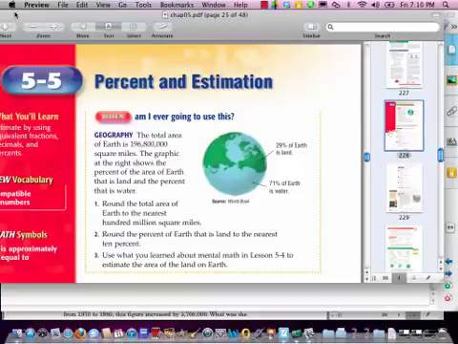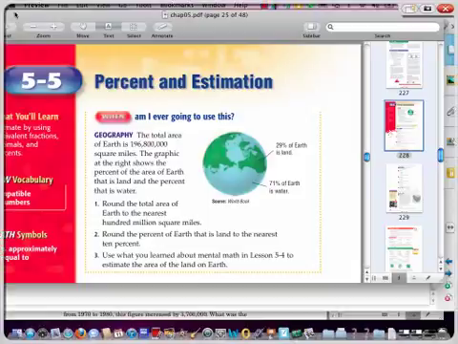All right, so let's take a look at this and let's start off. Let's talk about the world here. The total area of the earth is 196,800,000 square miles. The graphic at the right shows the percent of the area of the earth that is land and the percent that is water. So you can see, 29% of the earth is land. So we only get 29% to live on, 71%, the dolphins and the whales get all that. So 71% is water, 29% earth.